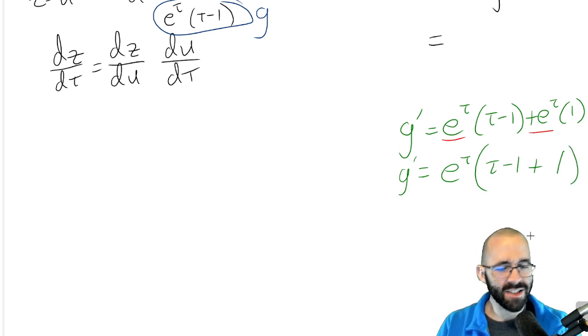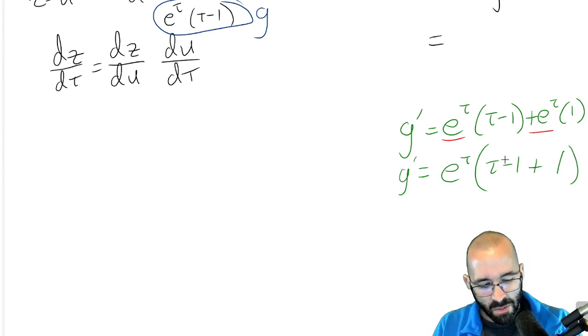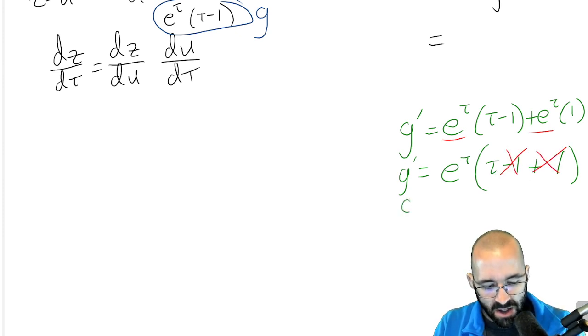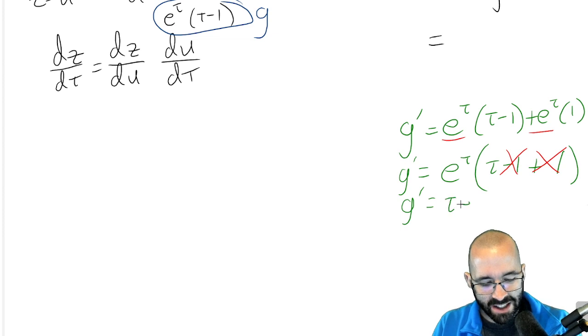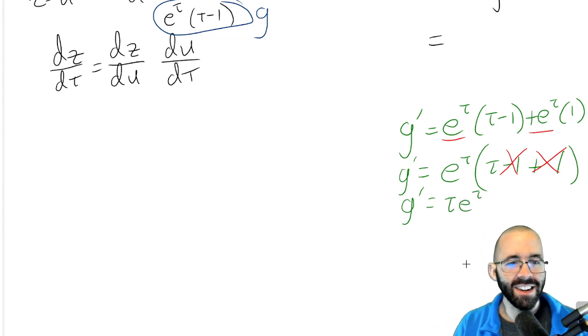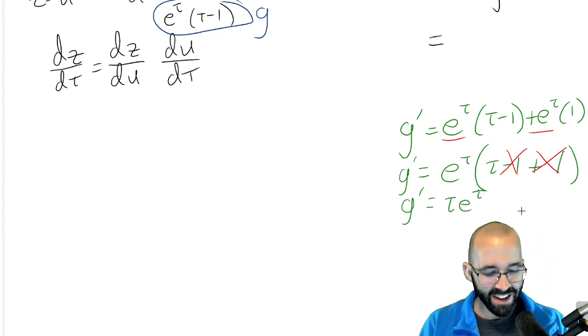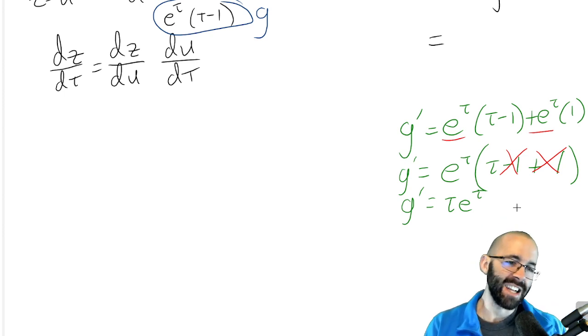Ooh, this is really nice. Look at this. Minus 1 plus 1, those cancel. G prime is really easy. It's really nice looking. Wow. What a nice problem. Look how nice G prime is.